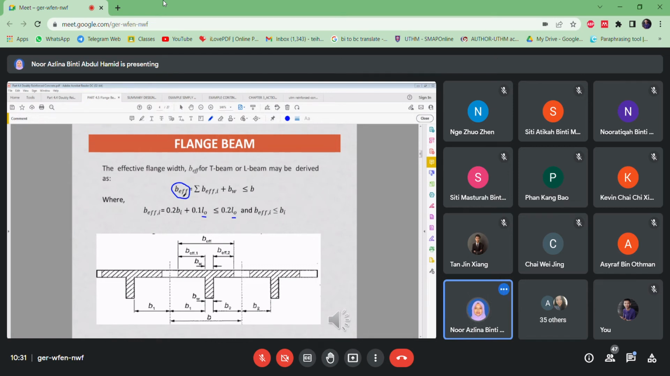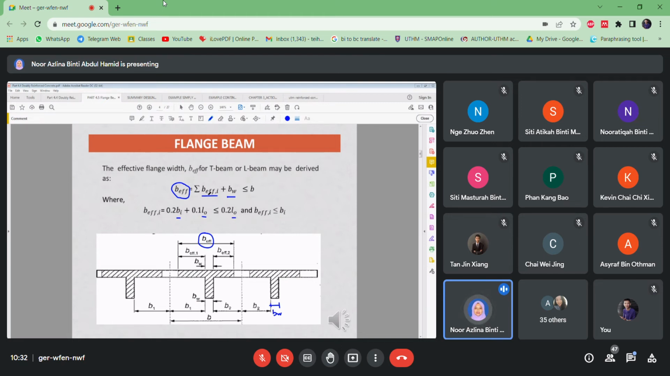So the B effective equation is equal to the total of B effective I, which is I, it can be 1, it can be 2, right? Total of it plus BW. What is BW? It is the width of the web here. What you want to determine here is the width of the flange. Okay, so this is BW. That means you also need to know what's the BW, you need to know what's the LO, and also what's the BI here.